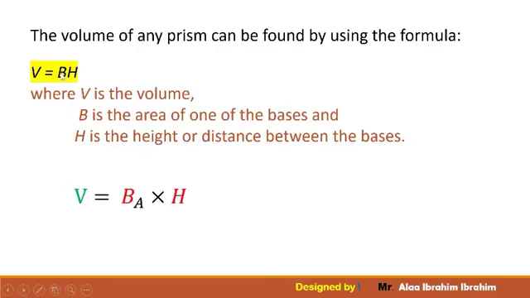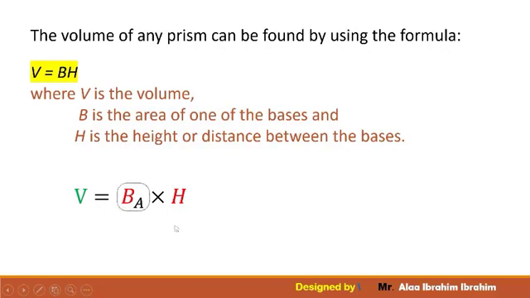I change something here. B, I make it as BA, meaning area of base. Area of base. I change it a little bit, I make it another way for your book to make it clear for you. So BA means area of base, and height is the distance between the two bases.